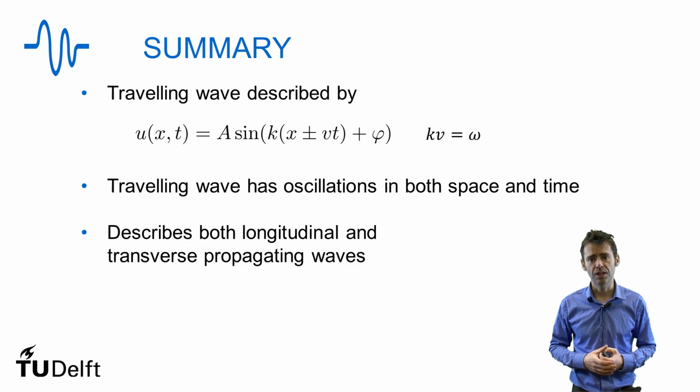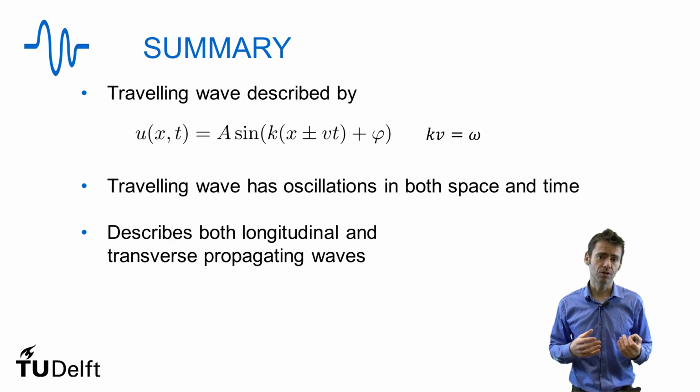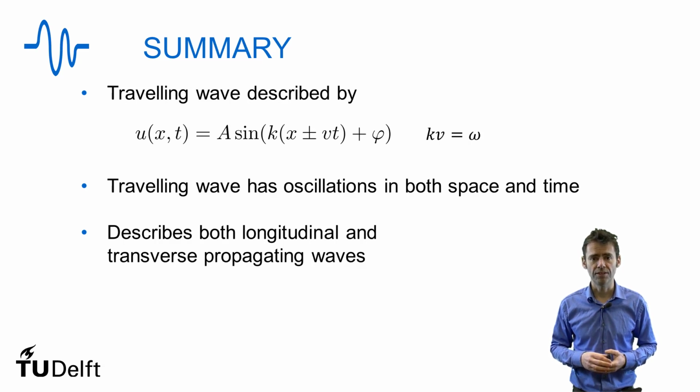So in summary, I've told you about the traveling wave that is described by this formula, and that the traveling wave can have oscillations in both space and time. And furthermore, this formula and this equation describes both longitudinal and transverse propagating waves.